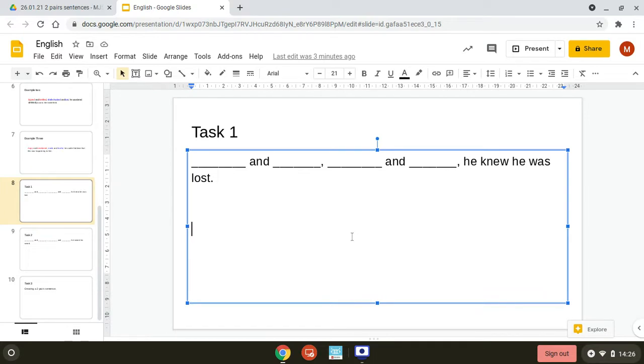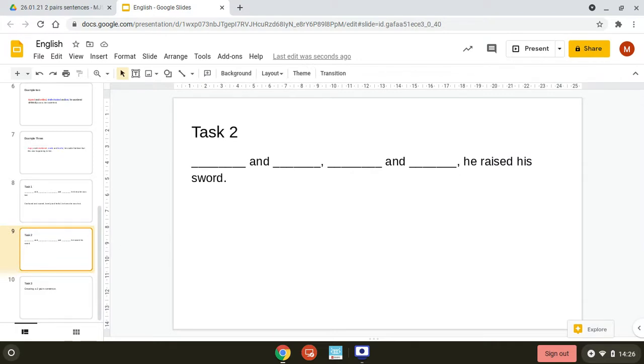Okay, so I'm looking for two pairs of adjectives, and my sentence is: he knew he was lost. So how would he feel? Well, I'm going to start with a capital letter, and I'm going to put confused and scared, if you were lost, comma, lonely, you are on your own, and fretful. He knew he was lost. And I need to check capital letter, full stop, and my commas are in the correct place. Got my first pair of adjectives, comma, and my second pair of adjectives, comma. That sentence is correct.